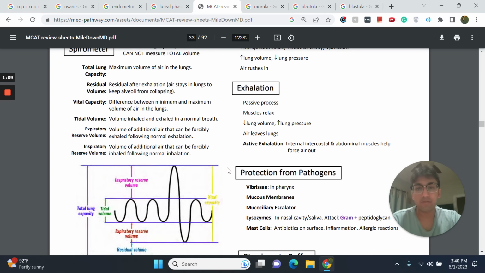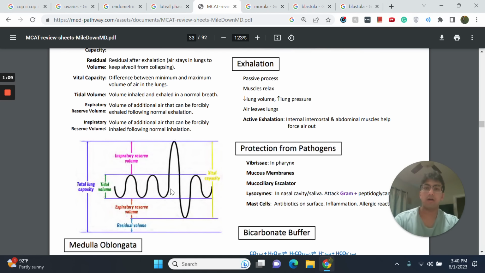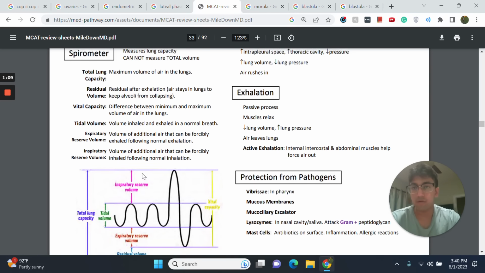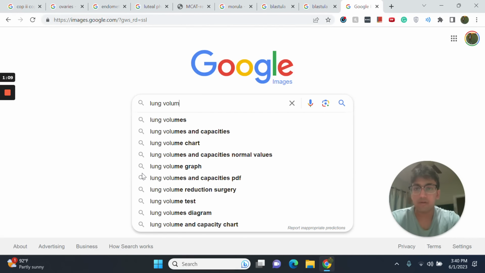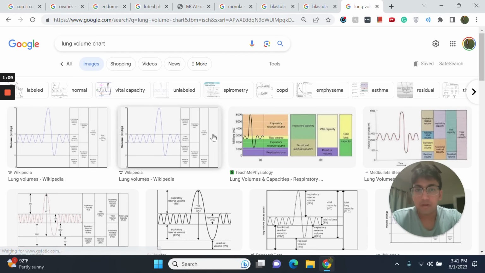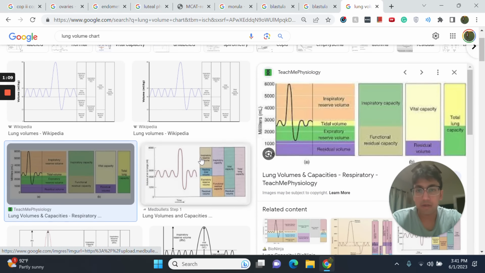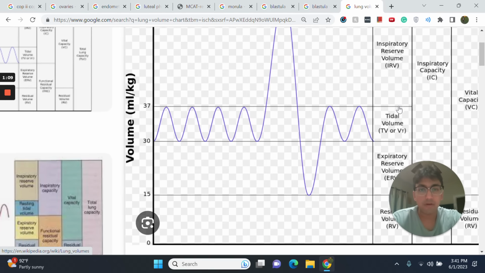It doesn't calculate how much total volume is in your lung, but it does give you a lot of important metrics. So this is not a super clear diagram, so I want to give you a little bit better diagram, volume diagram chart. Yeah, this is good. It might be too complicated. Let's use this one. Okay, so this is a diagram of your lung.